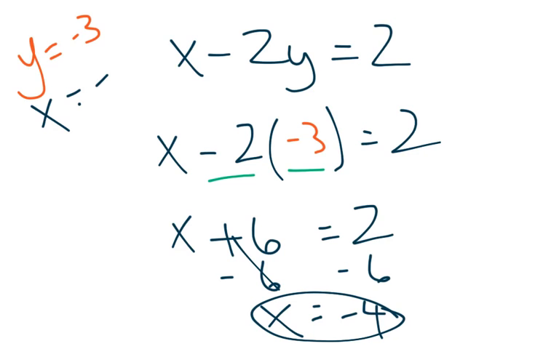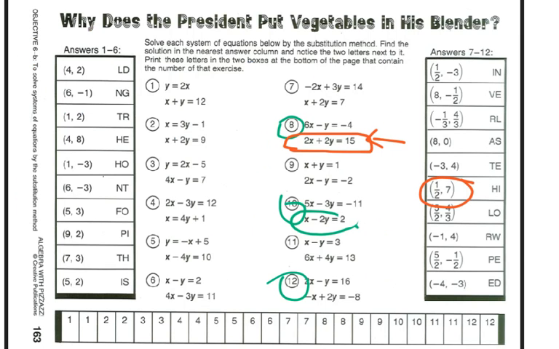So we have our two coordinates. So it's -4, -3. And if I go back, I see it here on the end here. -4, -3.